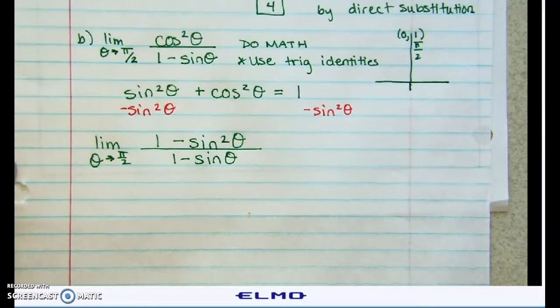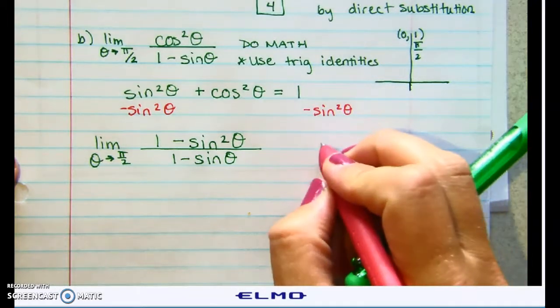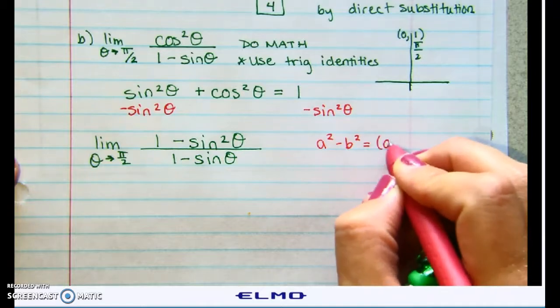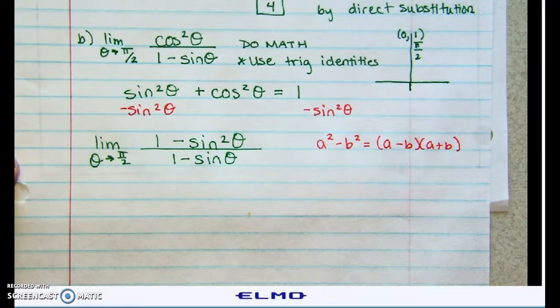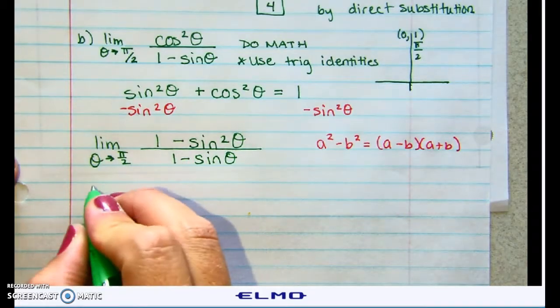All right, why do we like 1 minus sine squared? 1 minus sine squared, is that a squared minus b squared? So can that be factored like this? Yes, it can. So we can factor that numerator because 1 is a perfect square and sine is a perfect square.